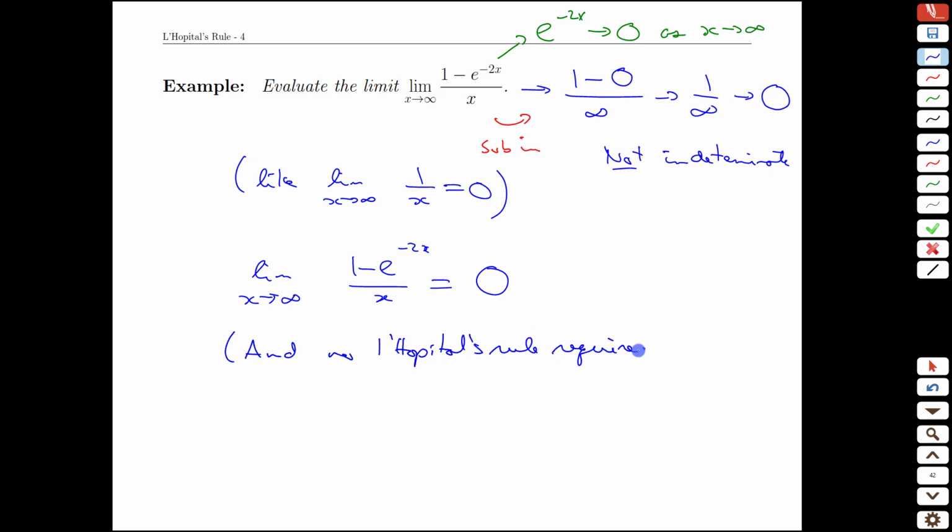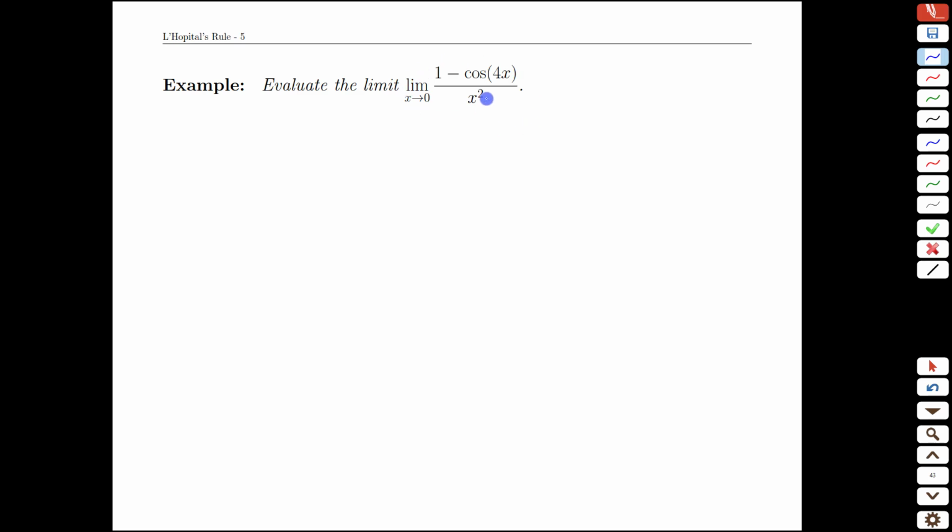Always try the sub in first. L'Hopital's rule only works if you get an indeterminate form. If you get something that has a well-defined limit, either does not exist or a 0 or a number at the first stage of subbing in, then you're done. Don't overly complicate these. Let's apply this to a new example.